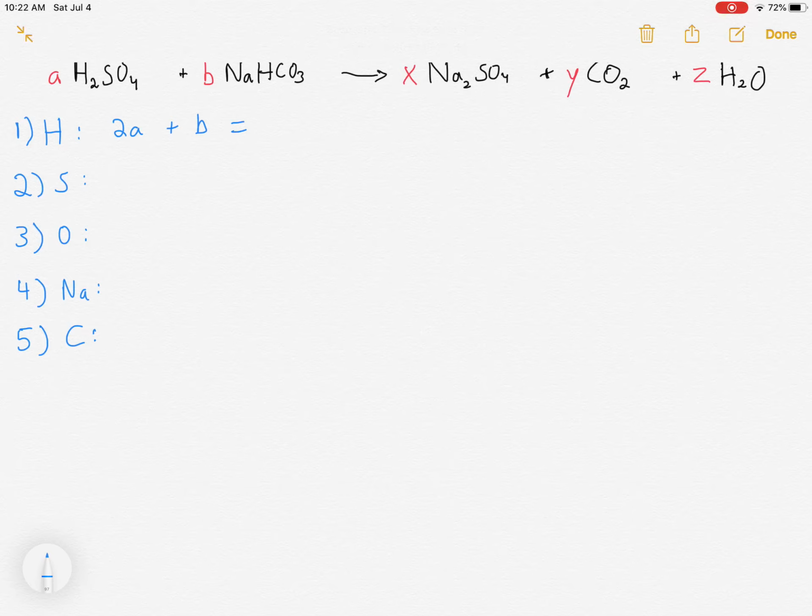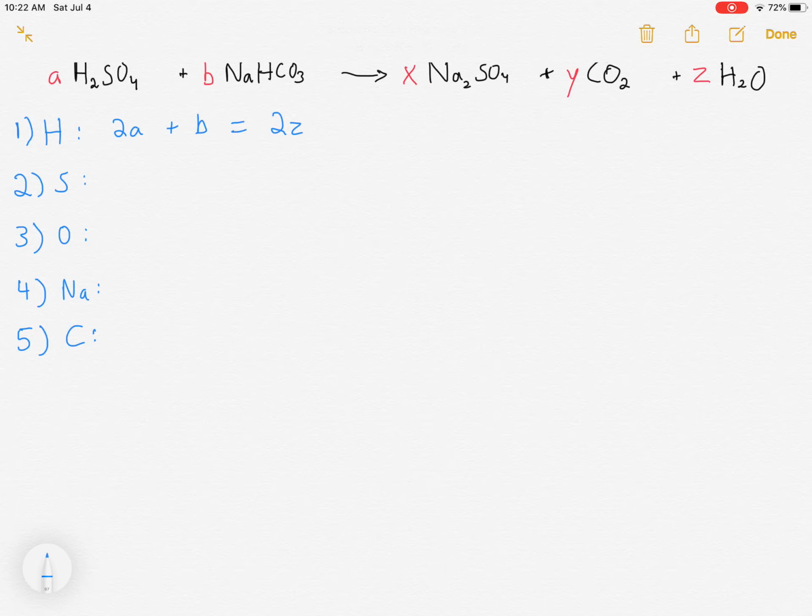Because we have to have the same number of hydrogens on both sides of the reaction equation. So, are there any hydrogens in sodium sulfate? No. None in carbon dioxide either, but there are 2 in water. So 2Z. And again, I'm saying 2Z because for whatever coefficient that Z ends up being, you would have to multiply it by 2 to find the number of hydrogens. So that's our first equation, 2A plus B equals 2Z. That's our equation for hydrogen.